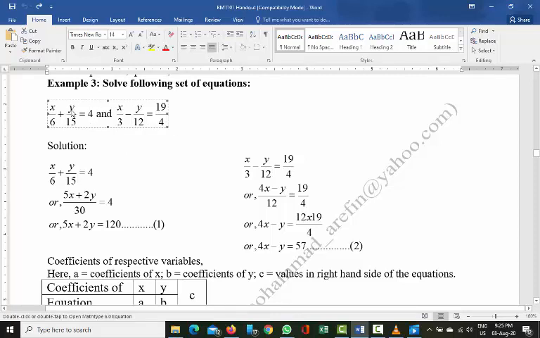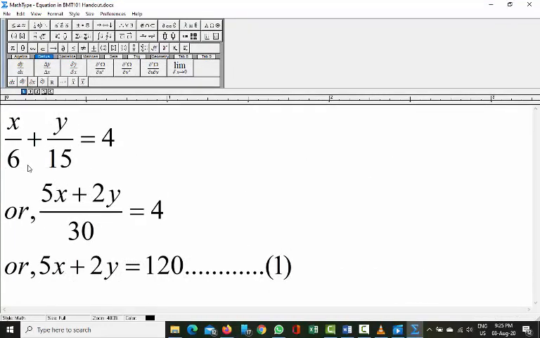Here we have two variables, here also two variables, but the equations are not organized, so let us simplify first. The first equation we have is x by 6 plus y by 15 is equal to 4. Let us simplify this one a little. Here in the denominator we have 6, and here in the denominator we have 15.